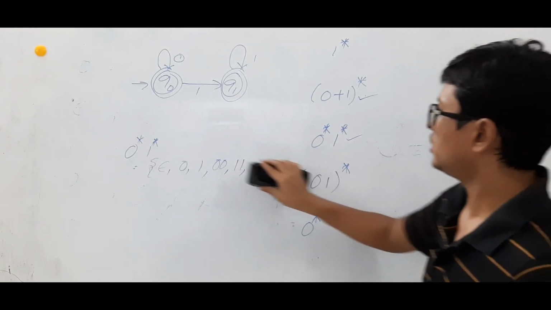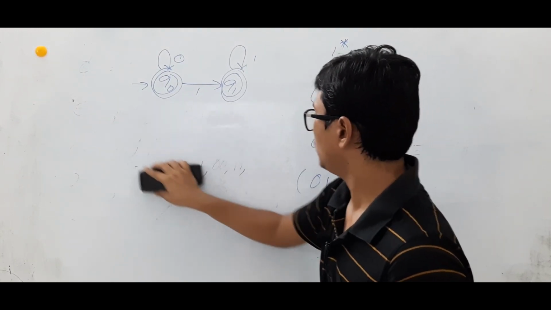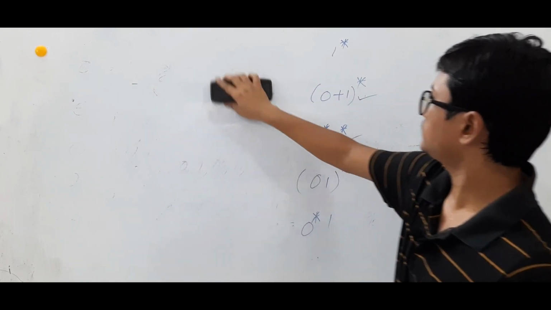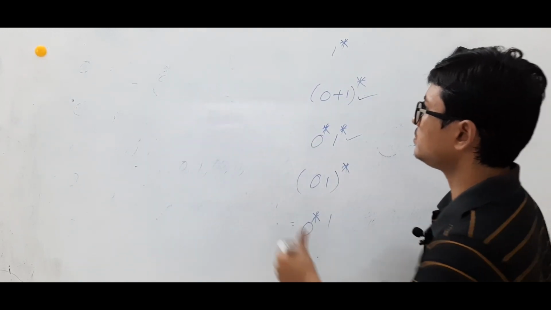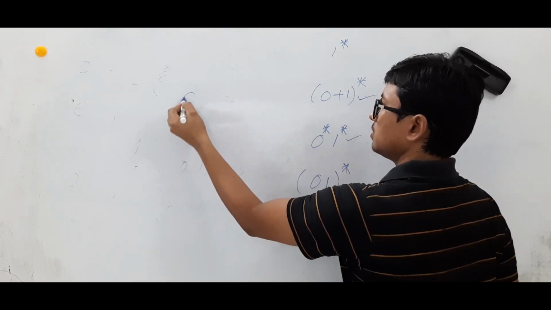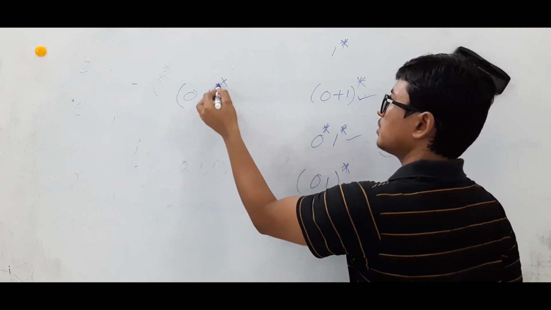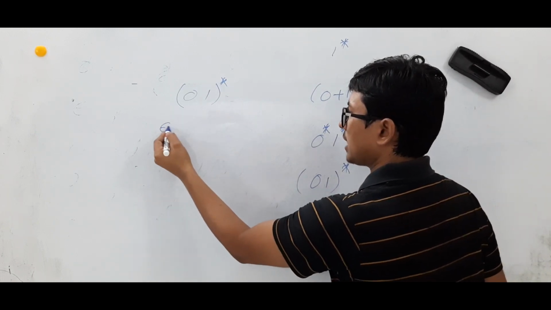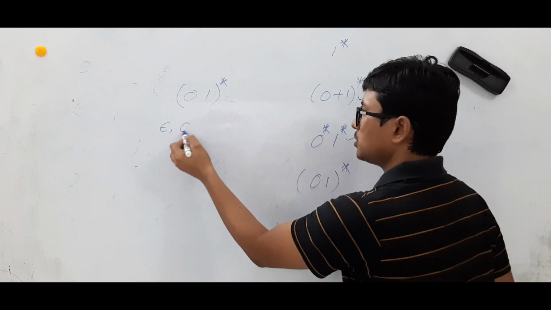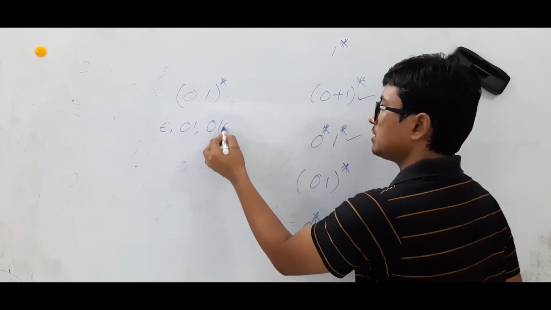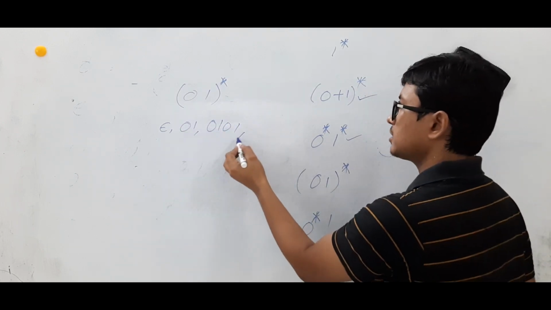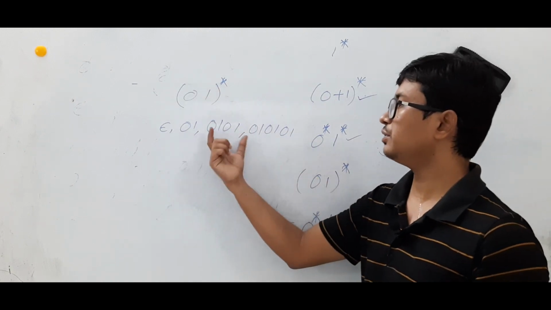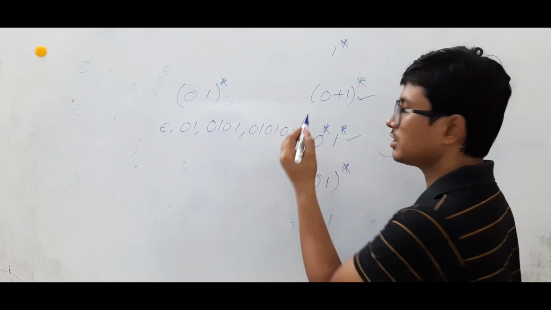Now we will solve the next question. What is the next one? (0,1) Kleene closure. Is it clear? So what will I do? It can accept epsilon. It will accept 0 1. It will accept 0 1 0 1. It will accept 0 1 0 1 0 1. Am I right or wrong? If you want to verify, you can verify. These are the set of strings possible.